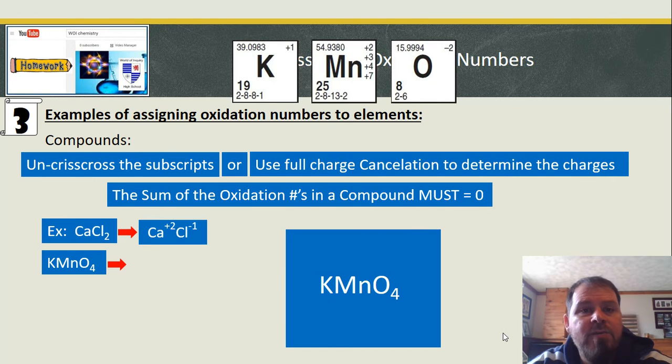So what we're going to do is start with the K and the O, because they only have 1 choice. Okay, guys? Start with what you know. So I'm going to start with the K. He's a +1.